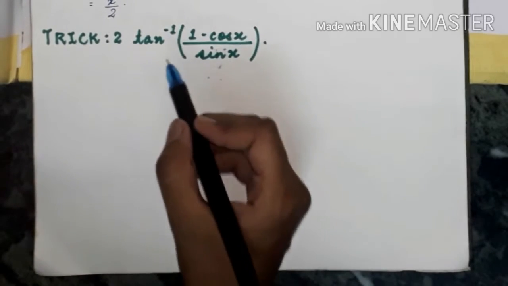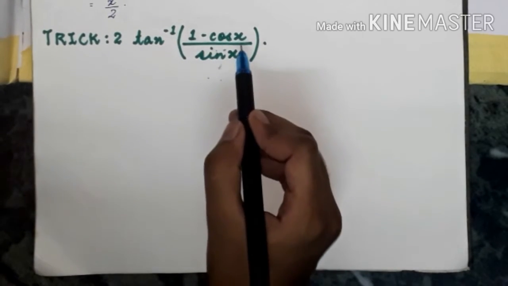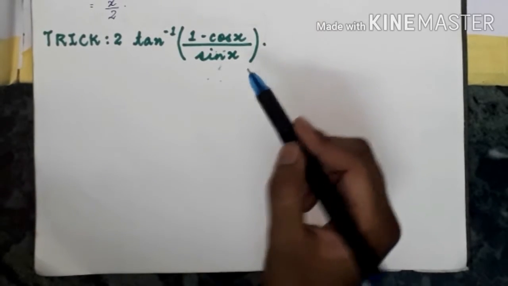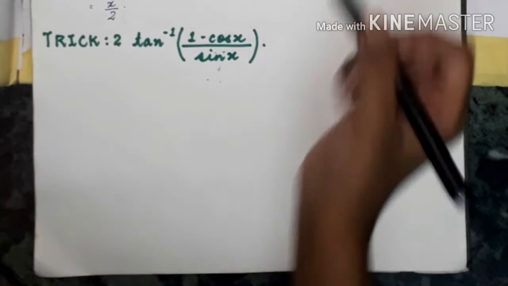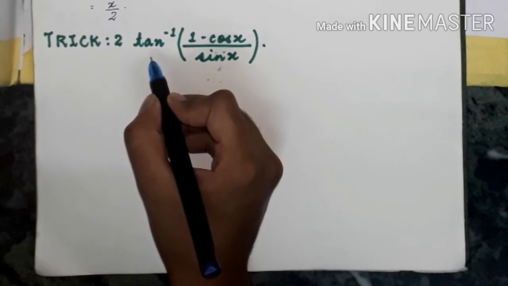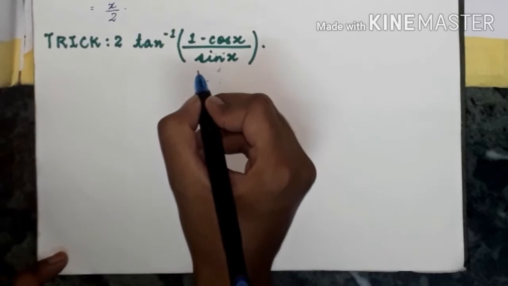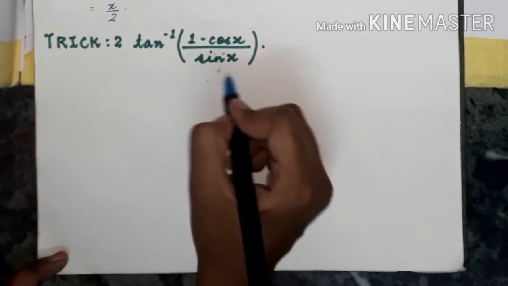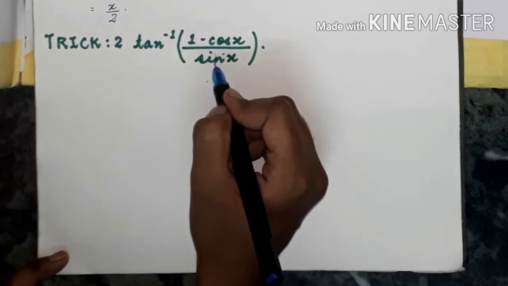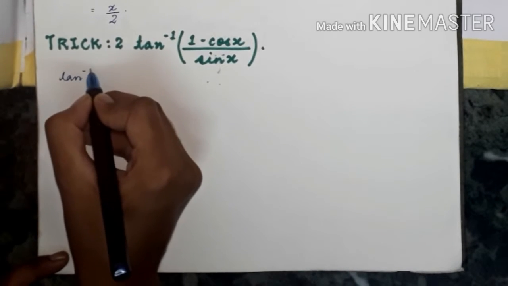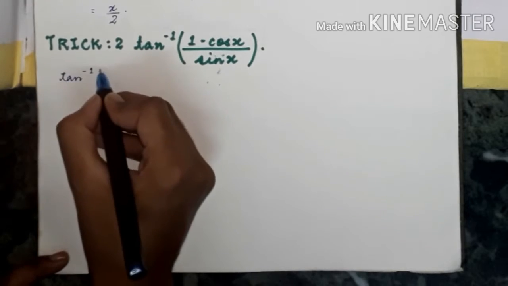Here you have tan inverse of (1 minus cos x) upon sin x. Here also you have to express this in the simplest form. So here also you have to remove this inverse function, tan inverse. That means you have to express this expression in terms of tan theta. Let's see what we will do here.